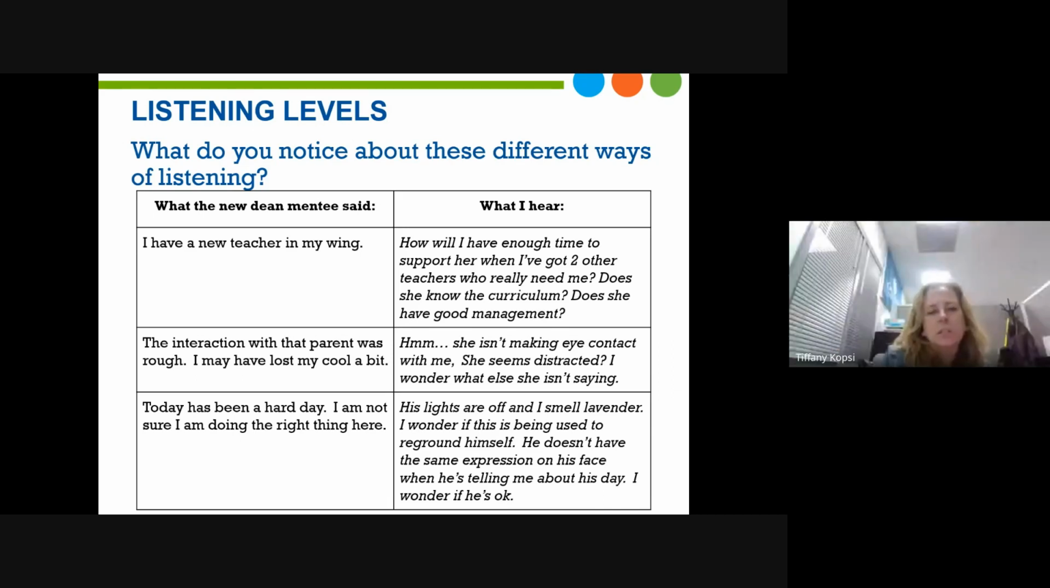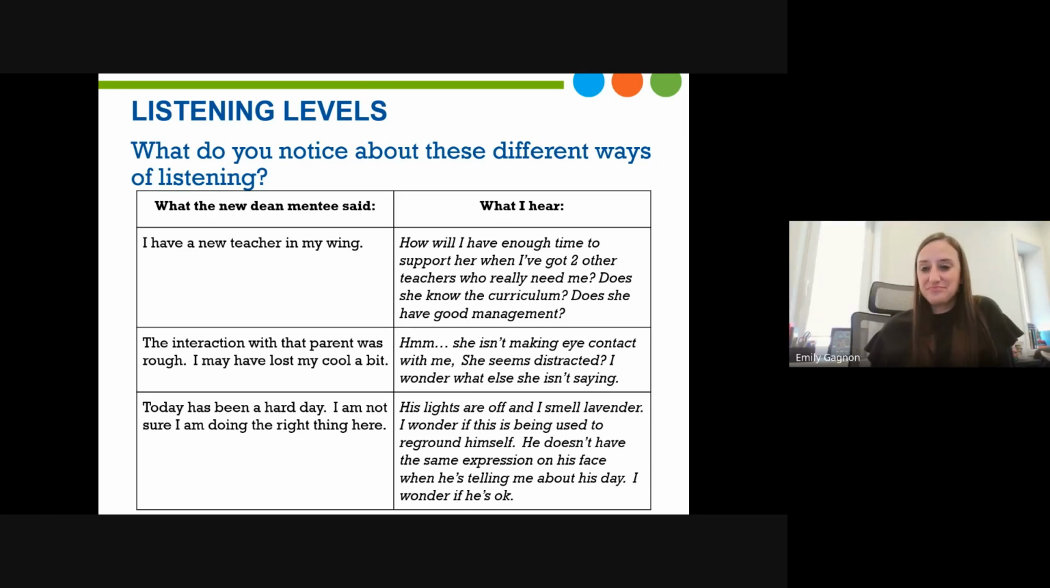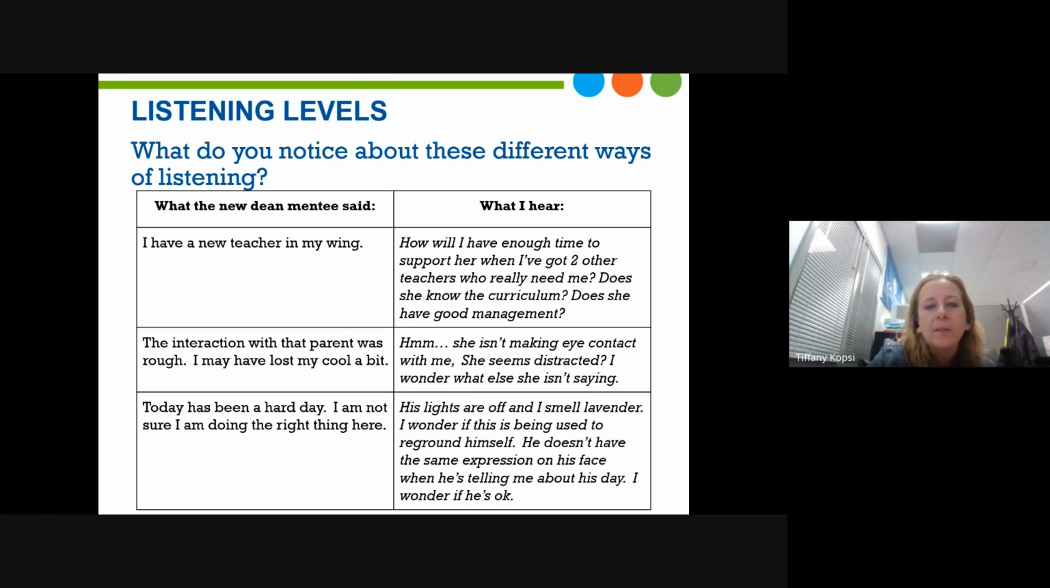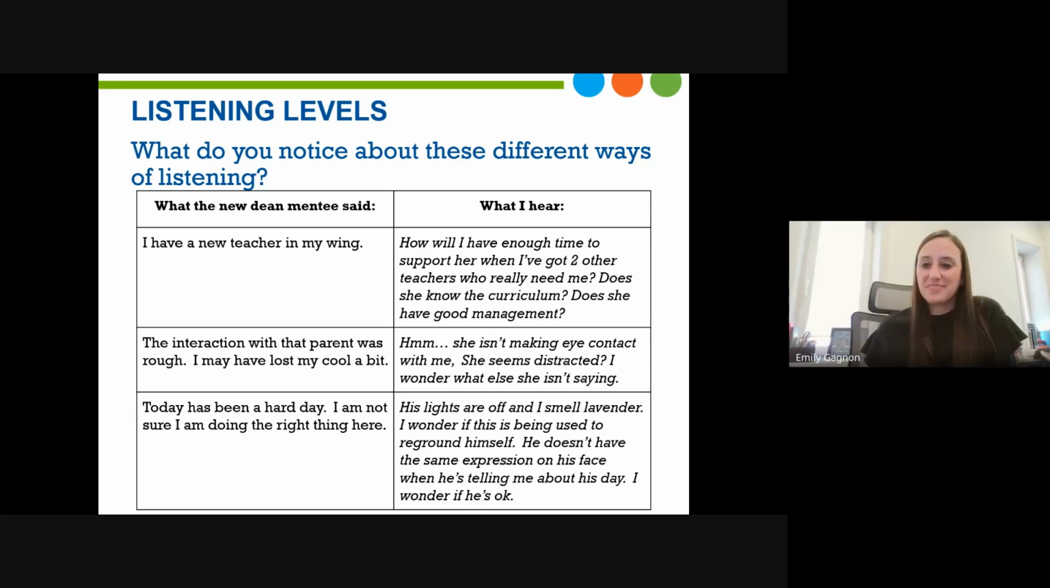I think just reading what the mentor is thinking about. Sounds like he obviously knows his mentor, like he knows the dean pretty well, able to pick up on things like the lavender, and pick up on the expression, and know that he's off. And so he's able to read the body language pretty well of that person, knows him pretty well. Yeah.